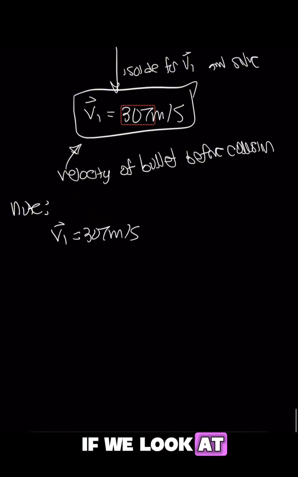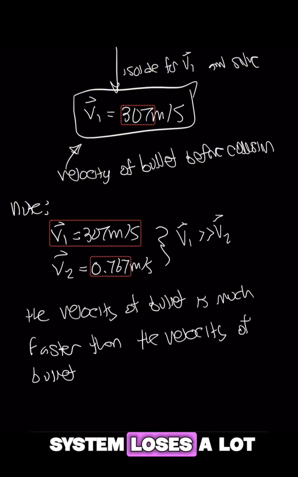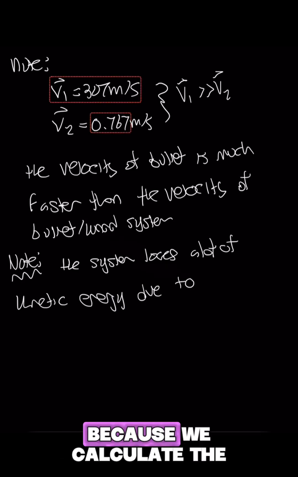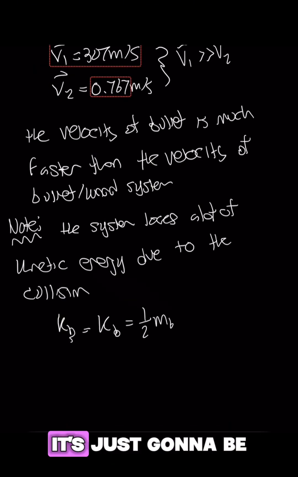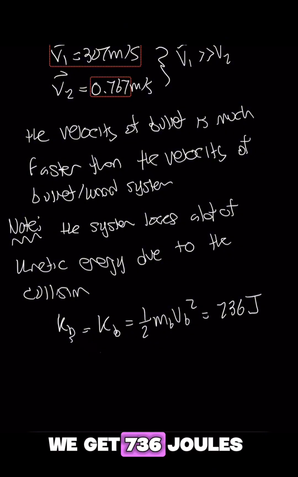We can note that if we look at v1 and v2, the velocity of the bullet is much, much faster. This means that the system loses a lot of kinetic energy due to the collision, because if we calculate the kinetic energy before, it's just equal to the kinetic energy of the bullet, which, if we plug in the known values, we get 736 joules.